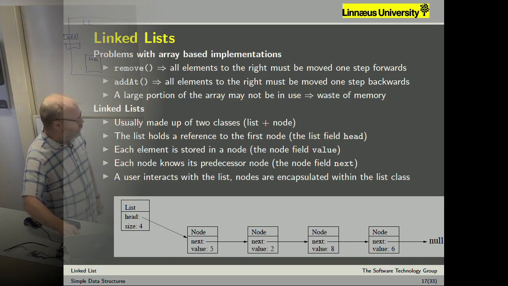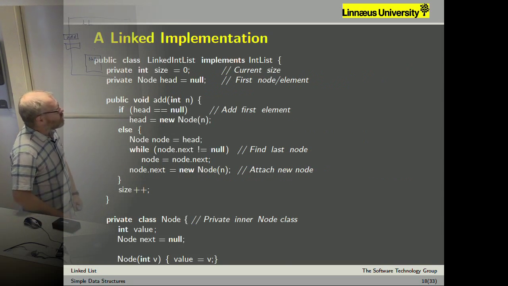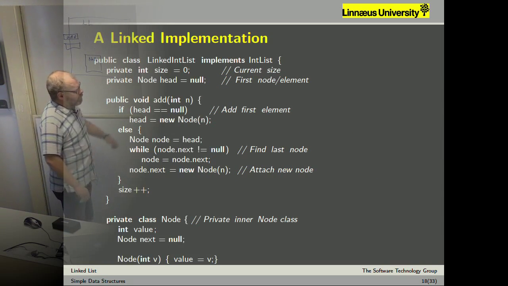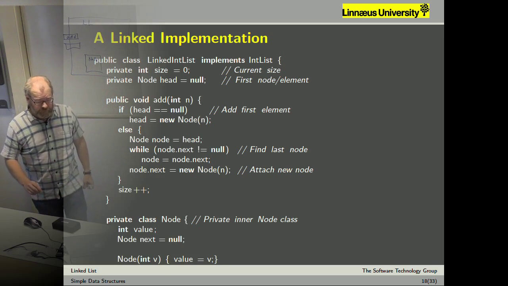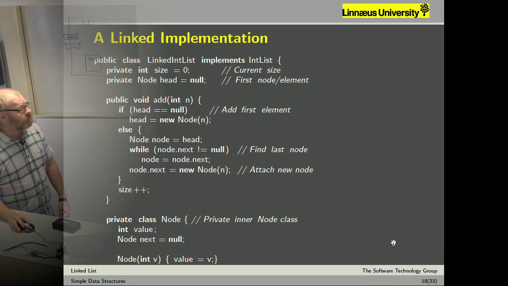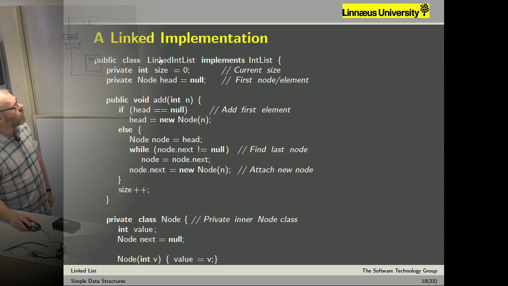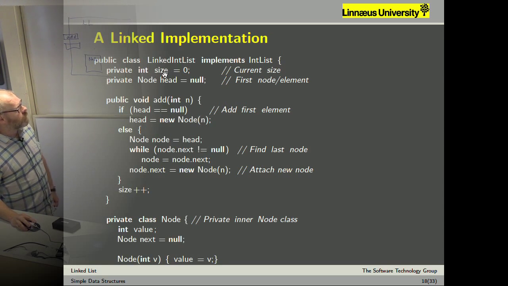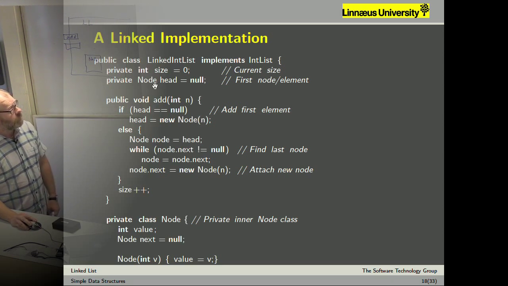This is important, and this one is the one that you should understand. This is the key to understanding how linked lists are implemented. We have the class. We are keeping track of the current size, and we are keeping track of the first node or the element in the list. This one is called head.